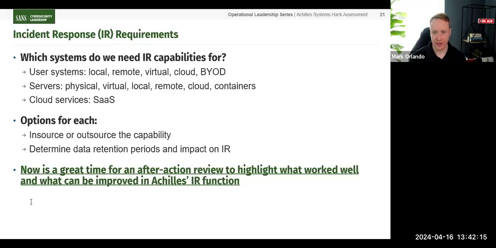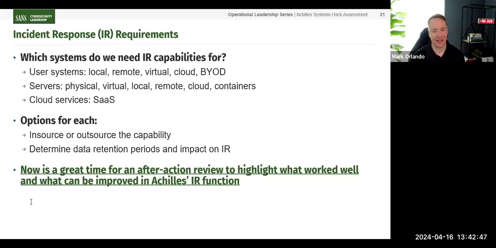So for each of these systems where we know we'll need to perform incident response at some point, can we do that just using our SOC staff? Do we need to outsource some of these capabilities? Are there auxiliary or specialty functions like forensic analysis, malware analysis, right, that will require engaging some kind of external third party? What are the data retention requirements, regulatory requirements to which Achilles is subject, and what's the impact of all of that on how we perform incident response?